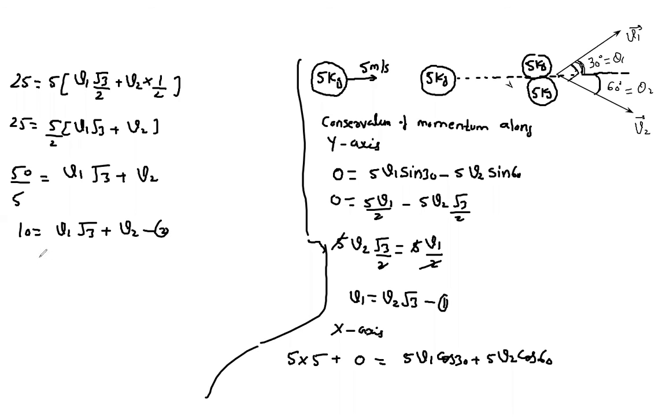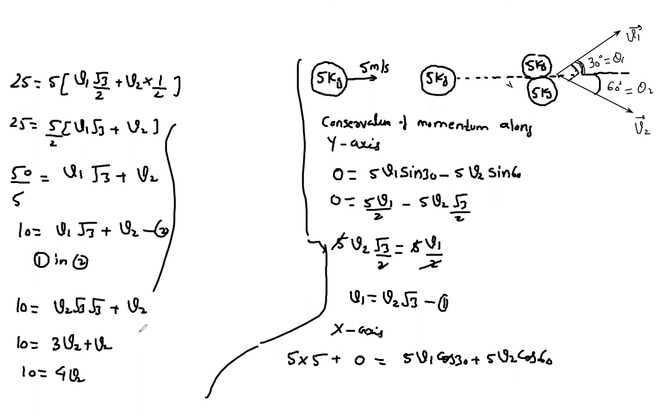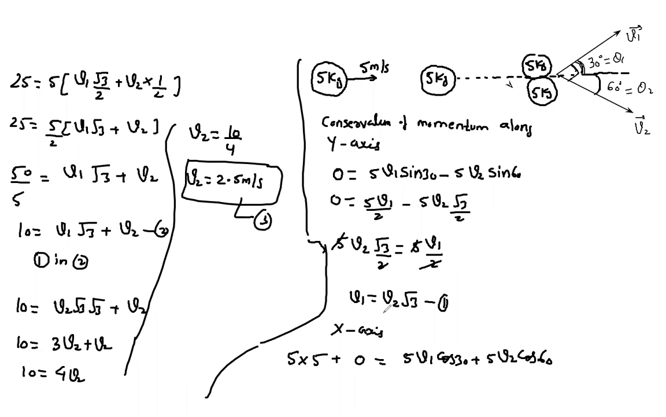I can substitute 1 in 2. Then I will get 10 equals, instead of v1, v2 root 3. So that's v2 root 3 into root 3 plus v2. So your 10 is 3v2 plus v2, so your 10 is 4v2. So v2 is 10 by 4, which is 2.5 meter per second. If your v2 is 2.5, then I can easily calculate v1. Let's say this is 3. If I substitute the value of v2 in 1, then v1 comes out to be 2.5 root 3 meter per second.